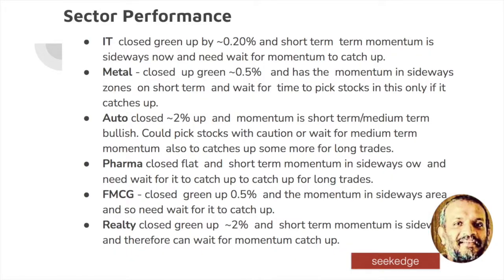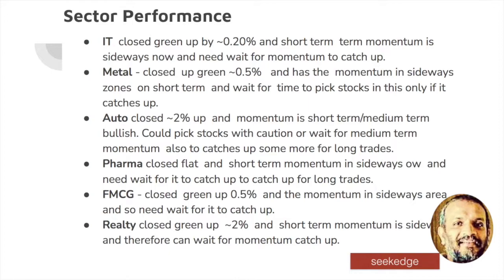Sectoral performance: IT is close to flat but green. Short-term momentum has slipped to sideways, so we'll have to wait. Metal is kind of flat green, momentum is sideways, we'll have to wait. Auto is 2% up, so that's the only sector that is bullish, with short-term and mid-term momentum both almost in the bullish zone. So either you can pick up stocks in auto right away, or you can wait for the weekly to also confirm the bullishness, right? So auto sector is bullish.